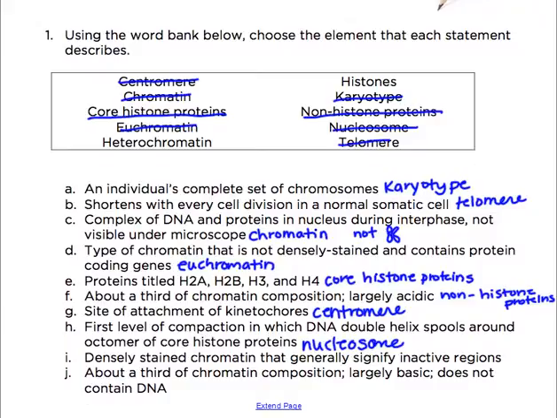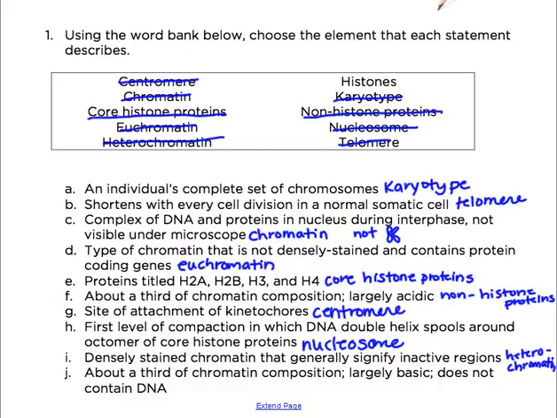Part I. Densely stained chromatin that generally signifies inactive regions. So this is what's known as heterochromatin. Okay, so just to compare, euchromatin contains the protein coding regions which are actively expressed. Heterochromatin generally has the inactive regions that aren't expressed.